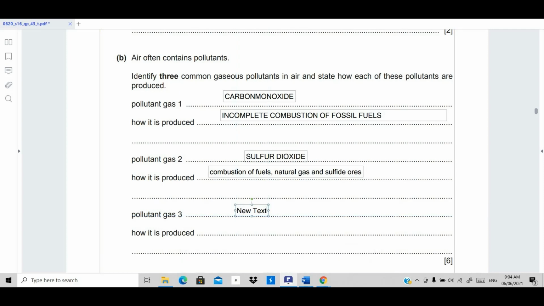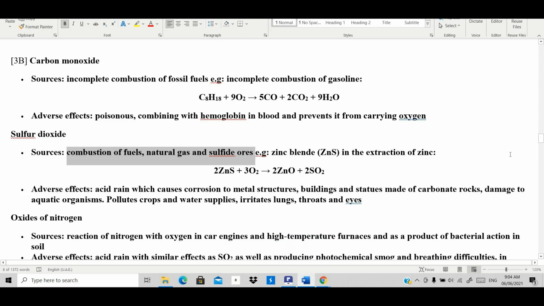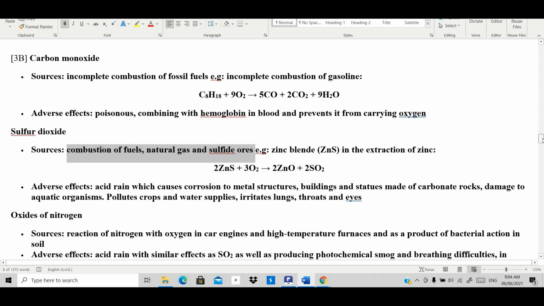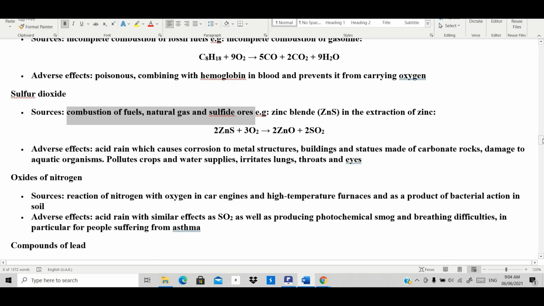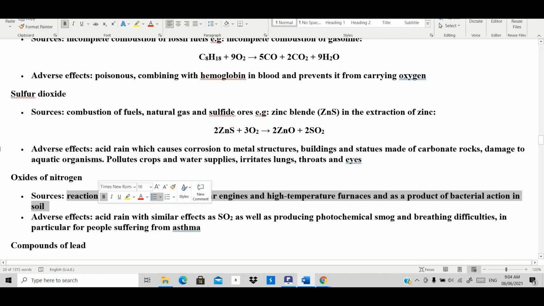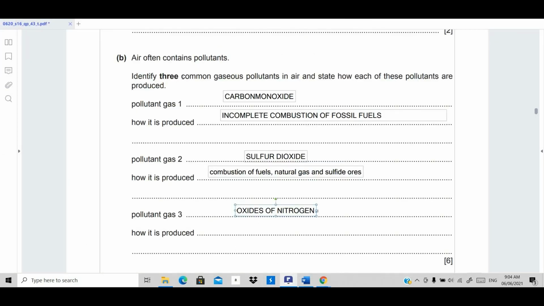Okay, moving on to the question. Pollutant gas 3 is oxides of nitrogen. We can also mention compounds of lead, but I prefer writing oxides of nitrogen because I remember it properly. So you can see here the sources are the reaction of nitrogen with oxygen in car engines and high temperature furnaces, and as a product of bacterial action in soil. So you need to mention this statement, okay, to score full marks.